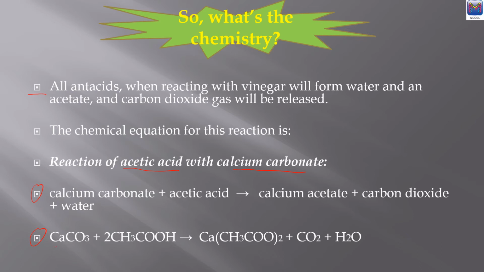The calcium carbonate plus acetic acid, which is what we call vinegar, you will get calcium acetate, and that acetate bit came from the acetic acid. The calcium bit came from the calcium carbonate. You get a bit of carbon dioxide and a bit of water, and that's the leftover stuff after that salt was produced.